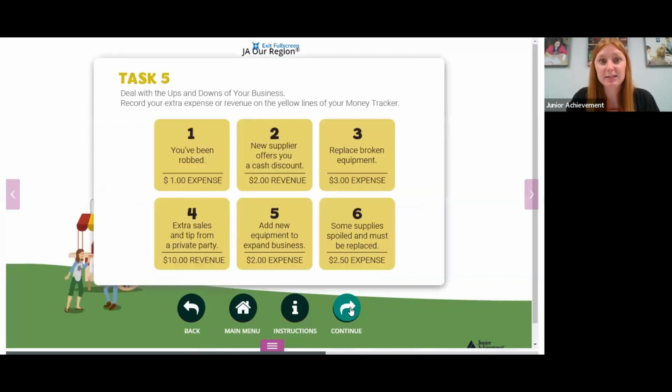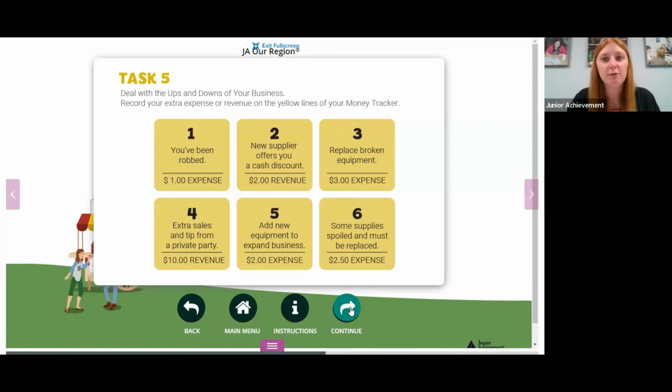Then we're on to task 5, which is super fun. I call it kind of the game of life, right? Because we know when you start a business, it's risky and good things happen, but sometimes bad things can happen. So this is really fun when students get to roll the dice and say, okay, if it says expense, something bad happened and you are spending money. If it says revenue, something good happened and you are earning money. So let's say I roll and I get a 1, you will hear lots of, oh no, and yay. It's very fun to see what students get.